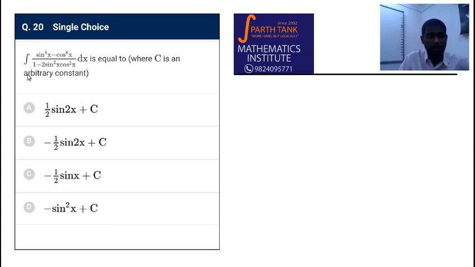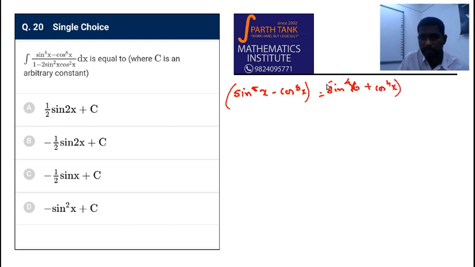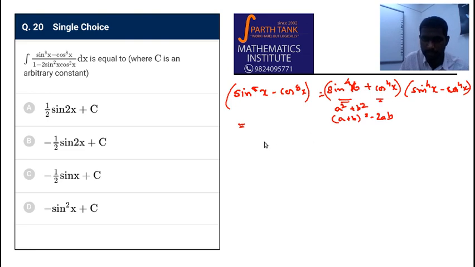Question number 20. Integral of sine power 8x minus cos power 8x by 1 minus 2 sine squared x cos squared x dx is. Now this is quite simple. Just decompose the numerator. Let us work on the numerator for the time being. Sine power 8x minus cos power 8x can be written as sine power 4x plus cos power 4x into sine power 4x minus cos power 4x. Now this is like a squared plus b squared. So it can be written as a plus b the whole squared minus 2ab. A is sine squared x and b is cos squared x. Okay. So this is sine squared x plus cos squared x the whole square minus 2 sine squared x cos squared x. Okay, this is the whole term.